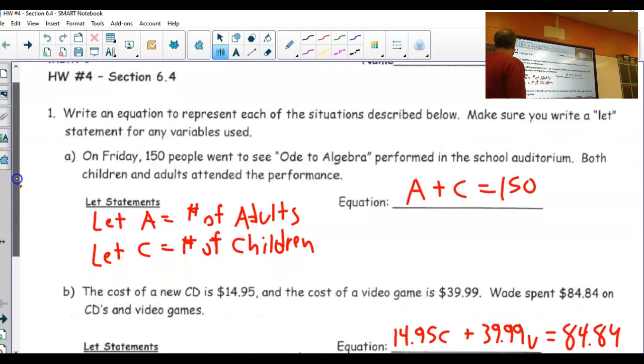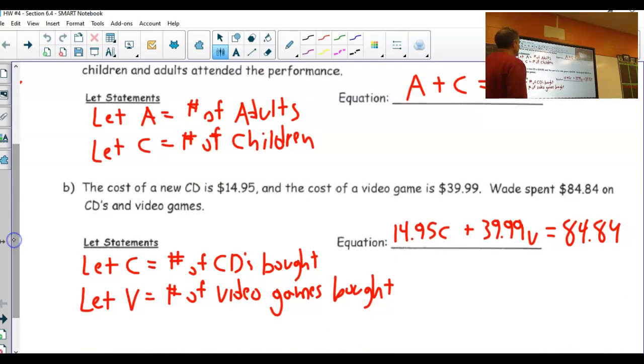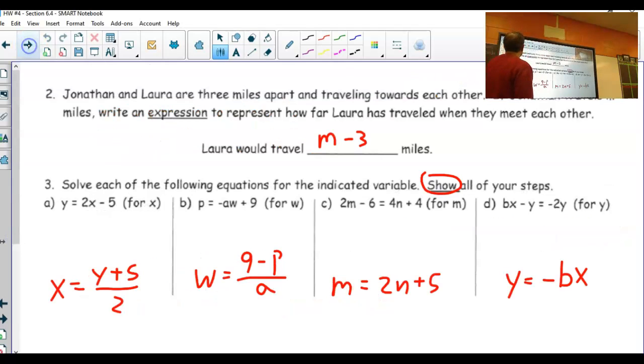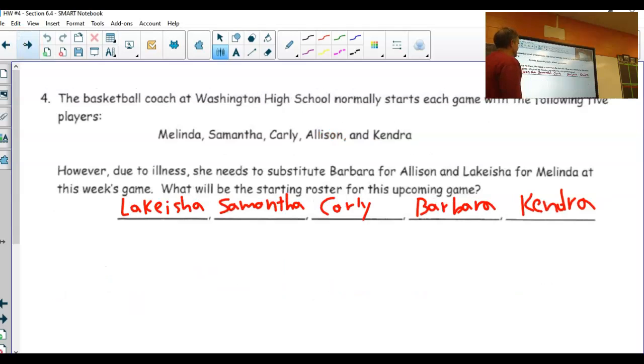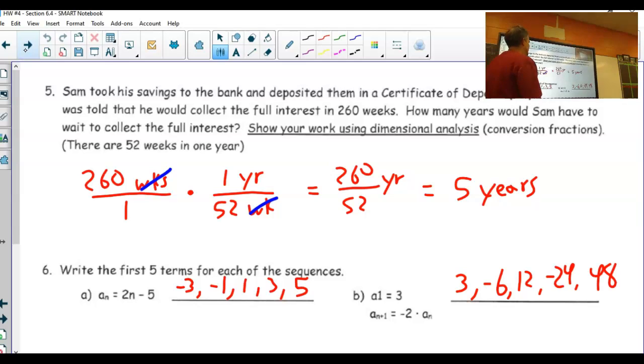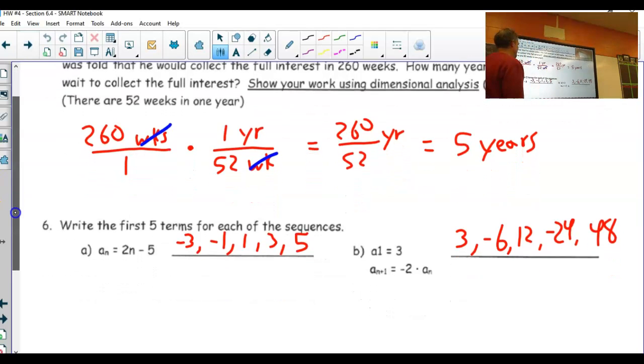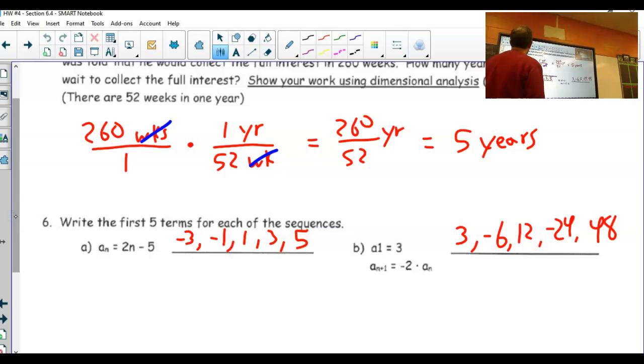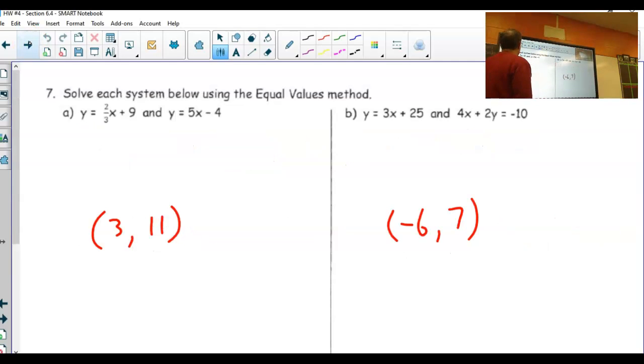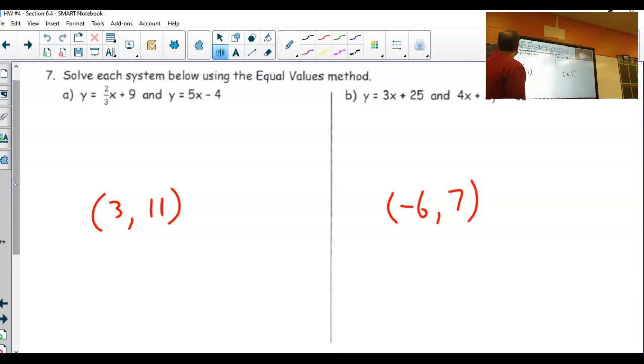Here's the answer to 1A and 1B. Here is the answer to number 2. And here are the answers to number 3. Here is the answer to number 4. Here's the answer to number 5 and number 6, A and B. And here are the answers to number 7. And I think that's it.